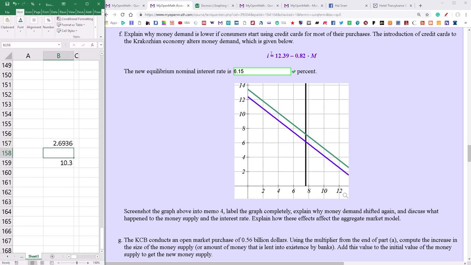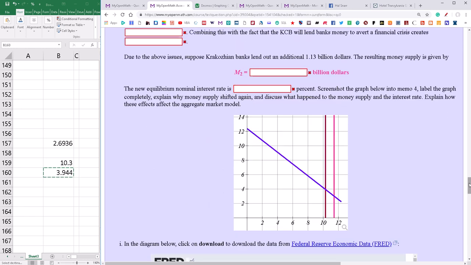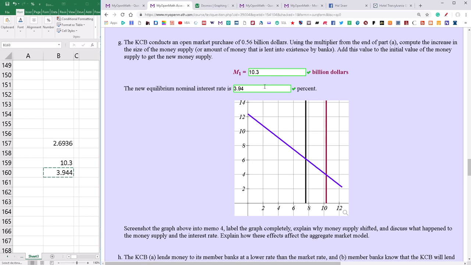Let's just copy it. We're going to plug this 10.3 into this purple demand equation, our latest demand curve for money. And we get 3.944, which looks about right here, right? Because we're just below 4. Hit enter and see if we got it right. Yeah, we got it right. So the interest rate fell when the Federal Reserve increased the quantity of money.